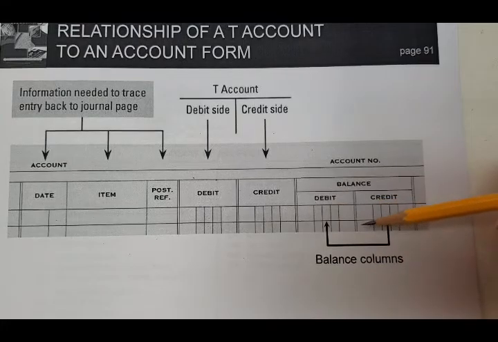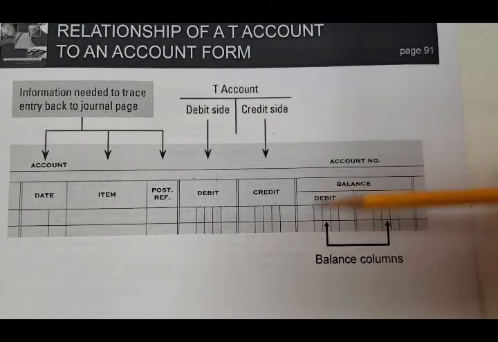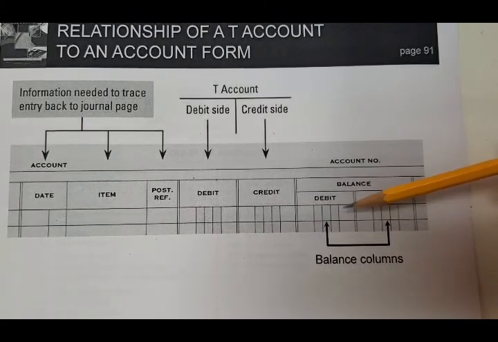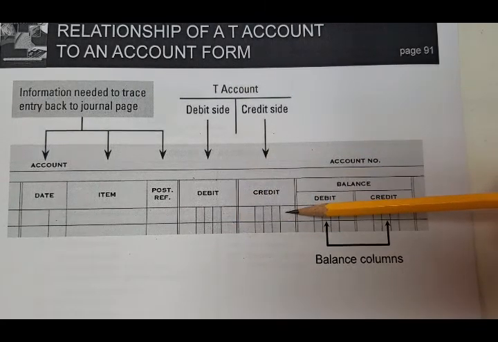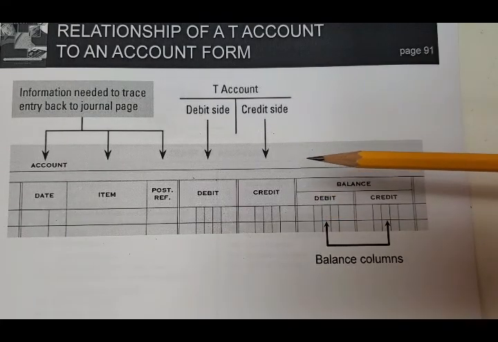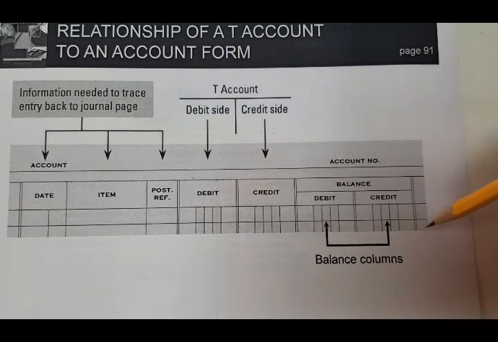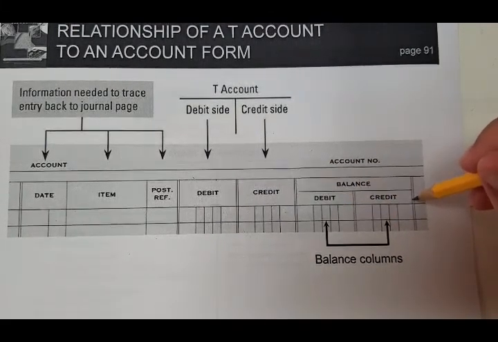At any time you could look at this and you could see. So cash is an easy one because it's just like your balance in your checkbook. We need to know how much money we have in the bank from what we've deposited and what we have spent. It may also be called a balance ruled account because it does have balance columns.